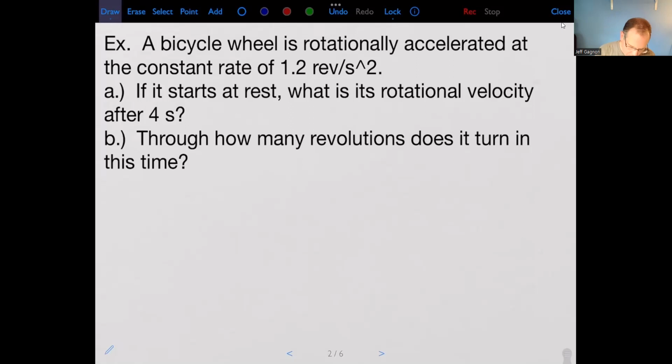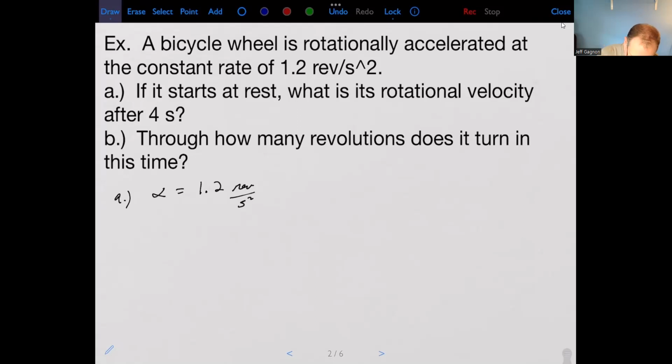Okay, so again, what do we know? This is part A first. We know that alpha is 1.2 revolutions per second squared. Now, if I wanted to, I could convert that to radians per second squared, writing my angular acceleration in radians per second squared. I'm going to leave it in revolutions in this case. So that means my velocity will be in revolutions per second, and part B is asking for a number of revolutions. So I'll just leave it in revolutions per second squared, and it'll just be easier.